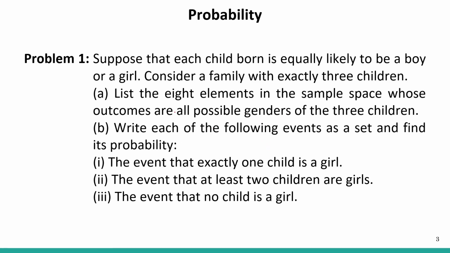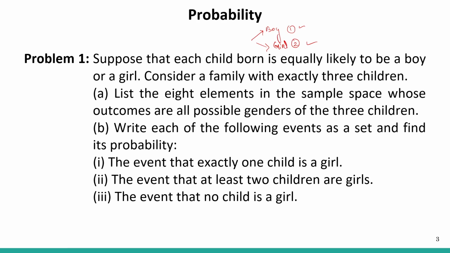So let's start with problem number 1. Suppose that each child born is equally likely to be a boy or a girl. So if a child is born, there are only two options: either it is a boy or it is a girl. This is option 1, this is option 2.